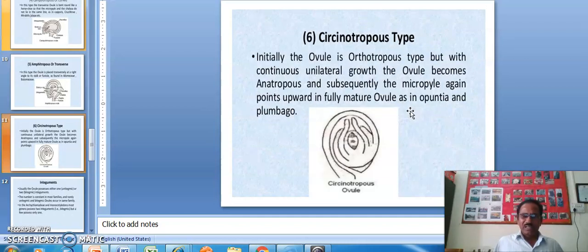Sixth type of ovule, cercinotropous ovule. Initially, the ovule is orthotropous type, but with continuous unilateral growth, the ovule becomes anatropous and subsequently the micropyle again points upward in the fully mature ovule, as in Opuntia and Plumbago. This is cercinotropous ovule.